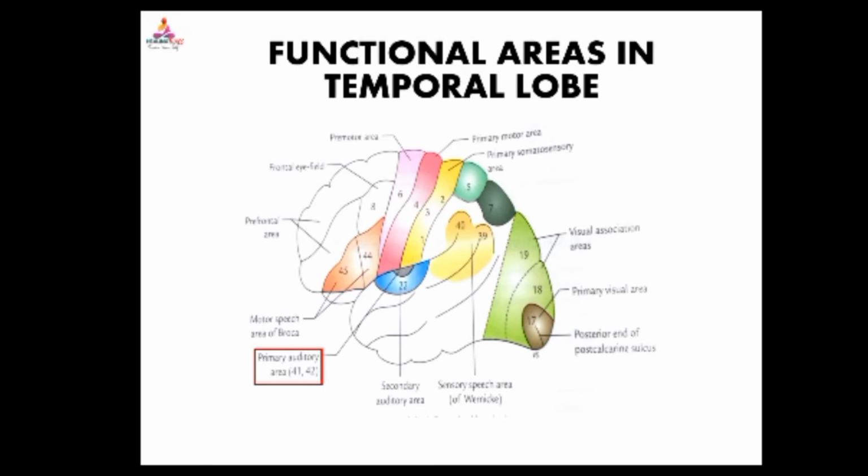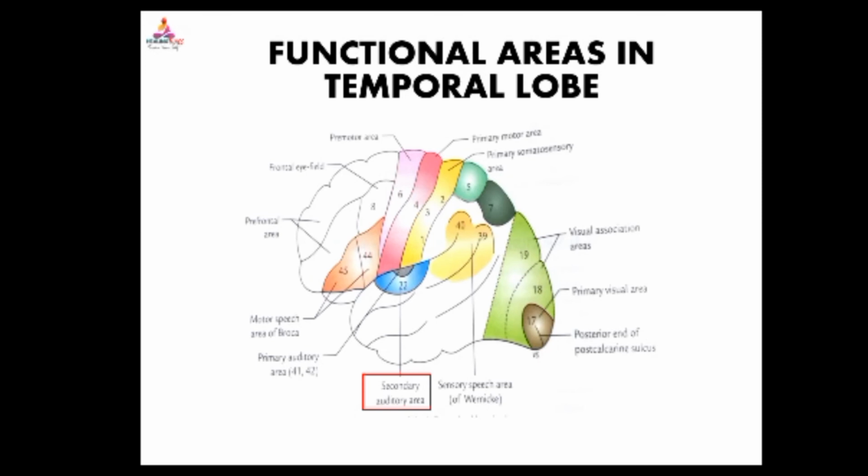This area is concerned with the reception of isolated impression of loudness, quality, and pitch of the sound. In addition, it also picks up the source of sound. Next is the secondary auditory area or auditory association area. That is the area 22.